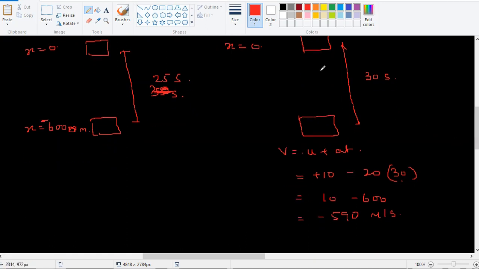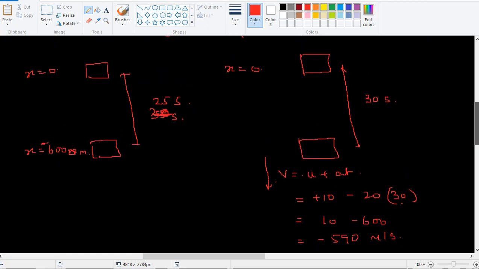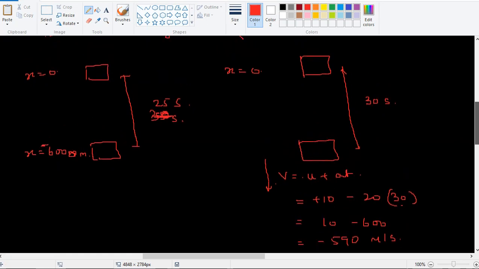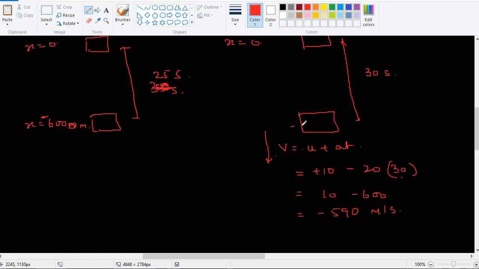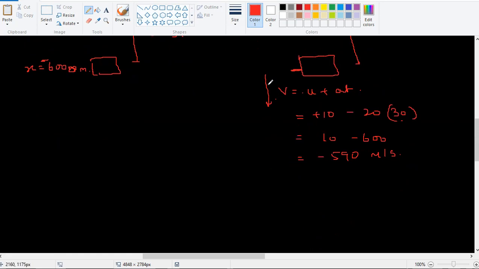So after 30 seconds, it will be moving in the backward direction with the velocity minus 590 meters per second. Everyone getting this? Any errors? No, sir. Got it. No issues. Okay, you are also getting this. So that means I know the velocity here, and after that I need to do another 70 seconds.